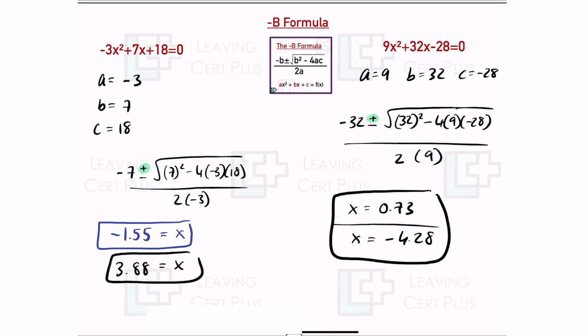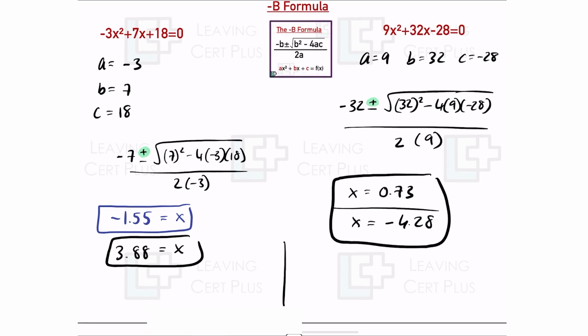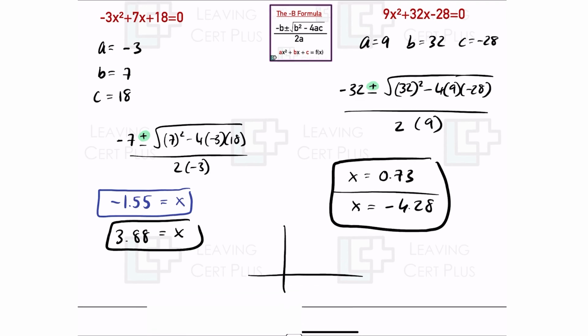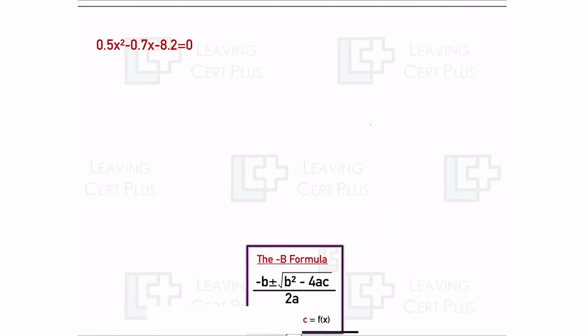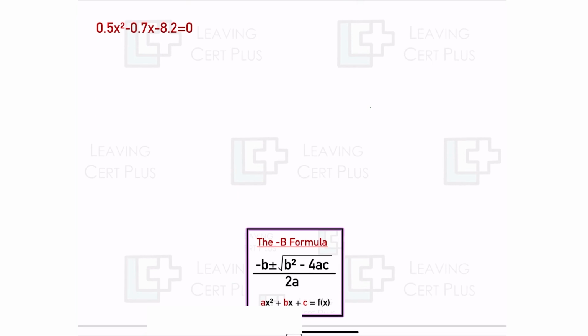Okay, so there are your two answers for x there. And again, they're the two roots. So remember, the roots are where it crosses the x-axis. So we'd expect, for example, over here, if you were to sketch that, it'd be minus 1.55. You'd have positive 3.88, and then you have your y-intercept at positive 18, so up here. So it would look something like this, and we expected a sad face because it's a negative x squared. So really what you're doing here by using the minus b formula is just finding those two roots. One more example, then I'd like you to pause the video and give it a go.